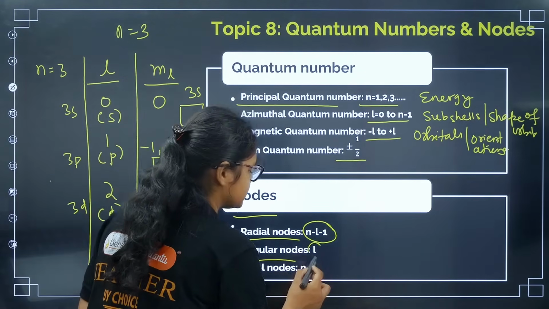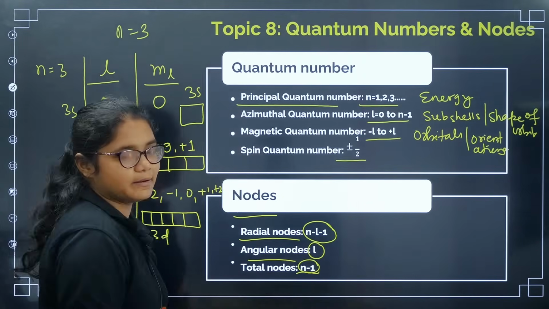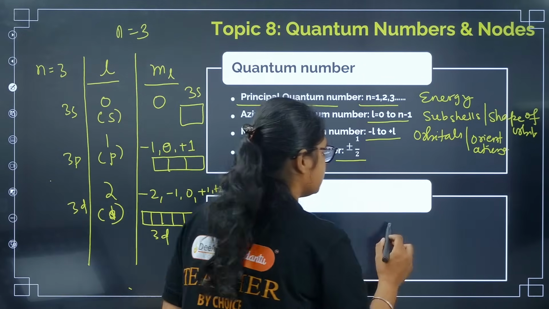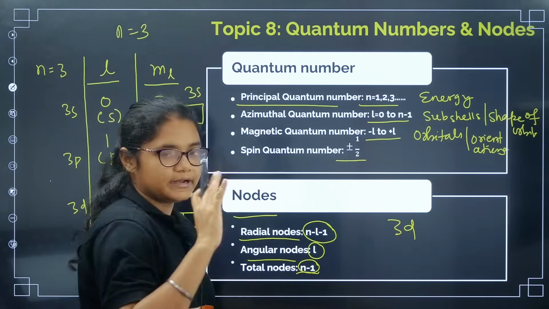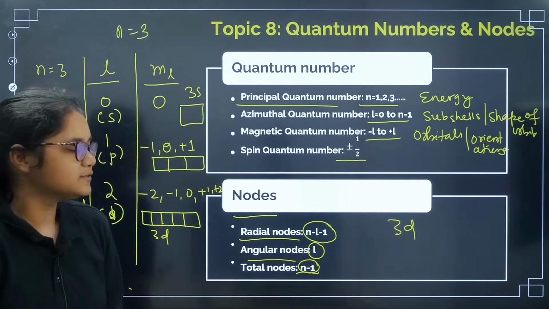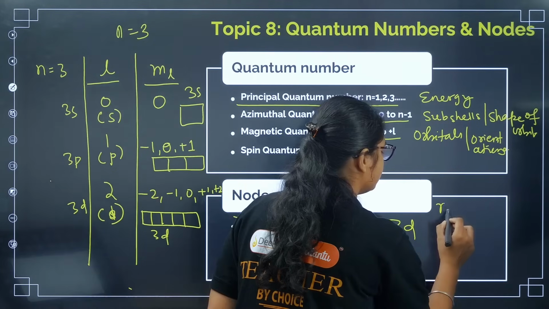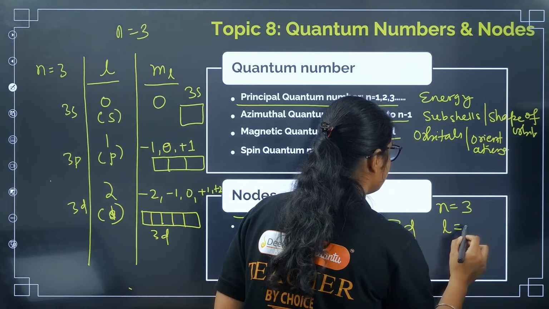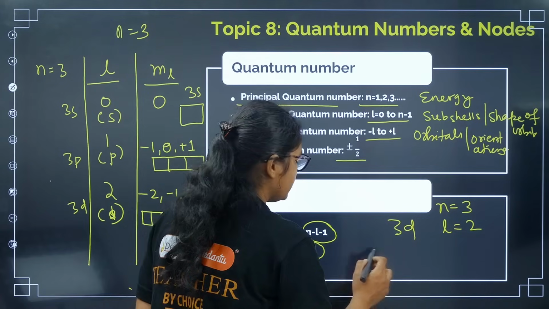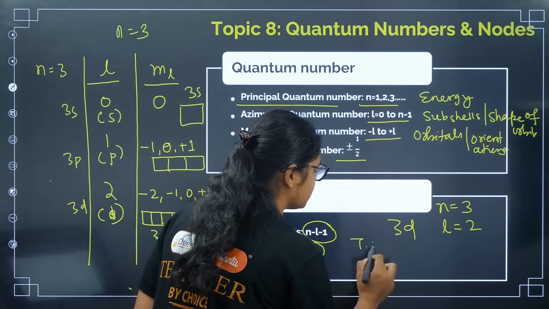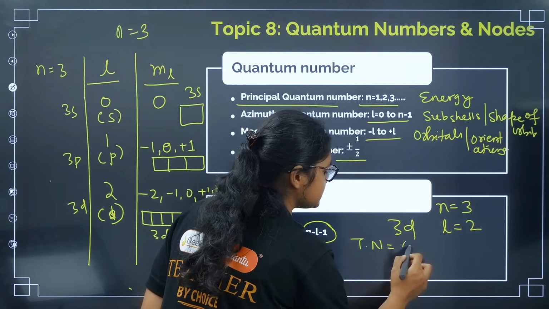Angular nodes formula is l. Total number of nodes formula is n minus 1. For example, given 3d. In the 3d orbital, how many nodes are there? If you calculate, what is the n value? 3. What is the l value for d? 2. Now the total nodes will be 3 minus 1, that is 2.